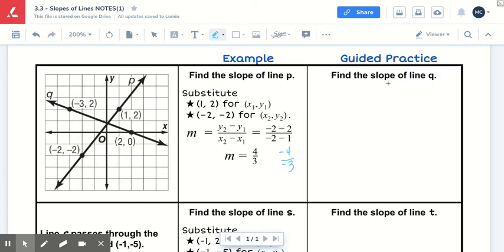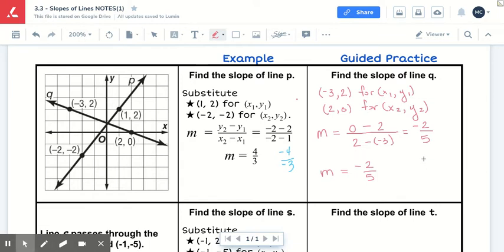Now you're going to try to find the slope of line Q. So using the same picture, line Q. This time you're going to pause the video. You're going to find the slope of line Q, and then you'll come back and check and see how you did.